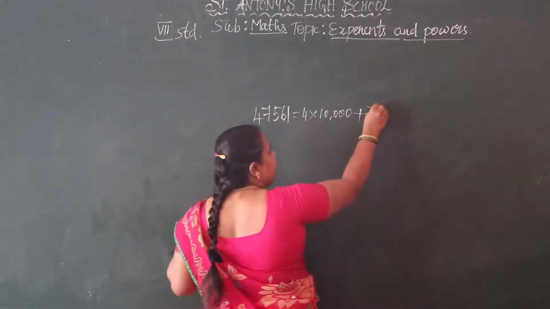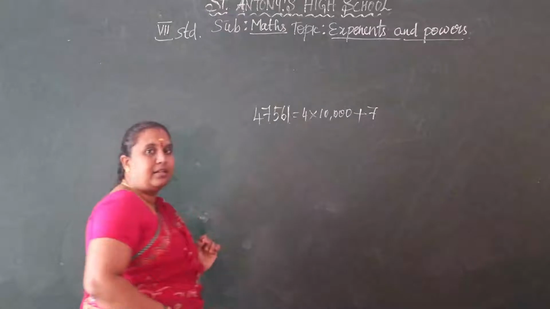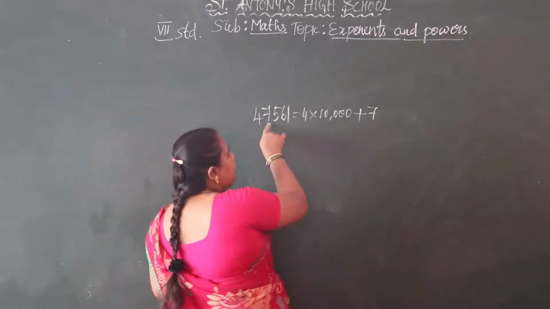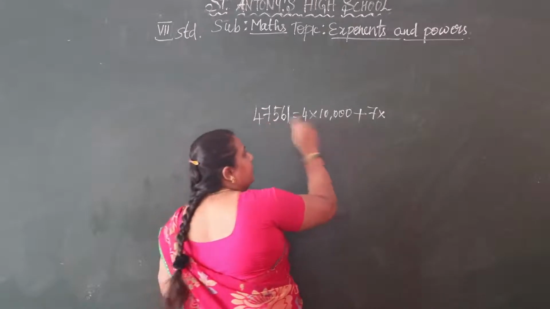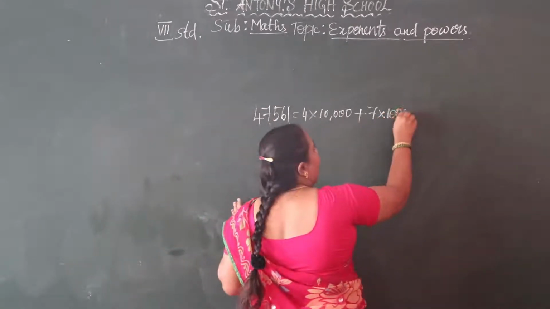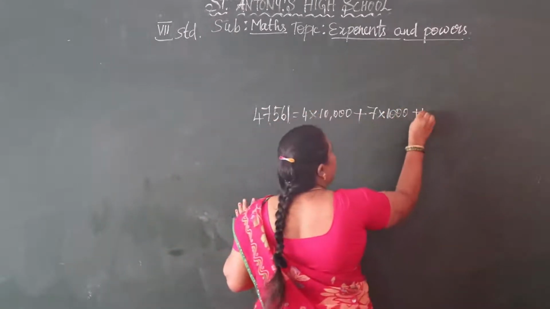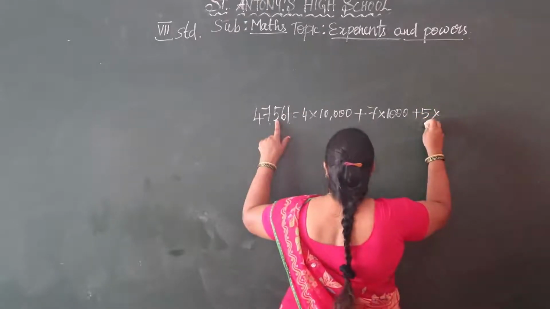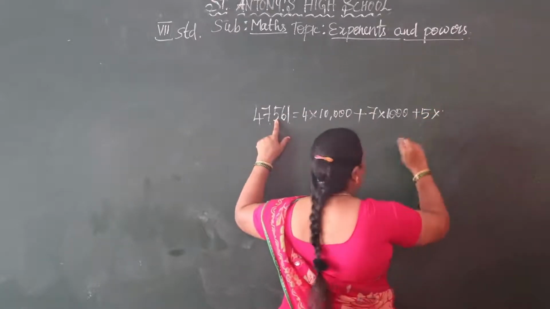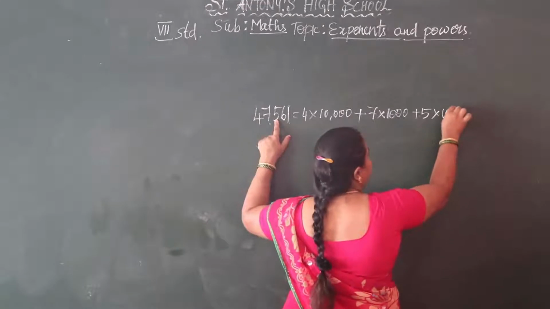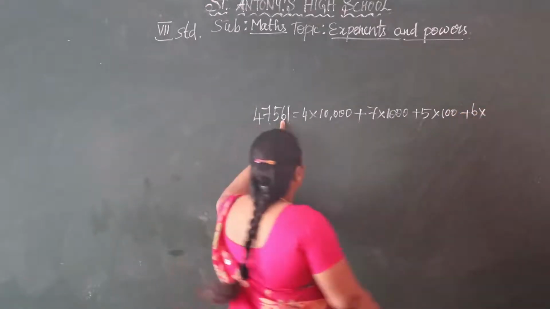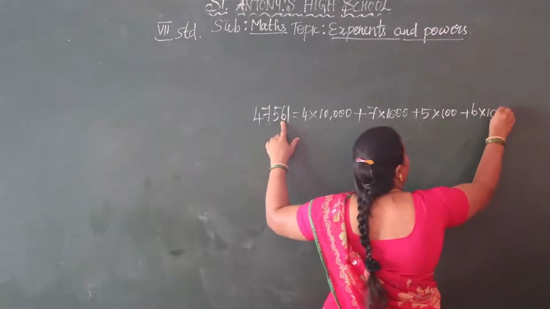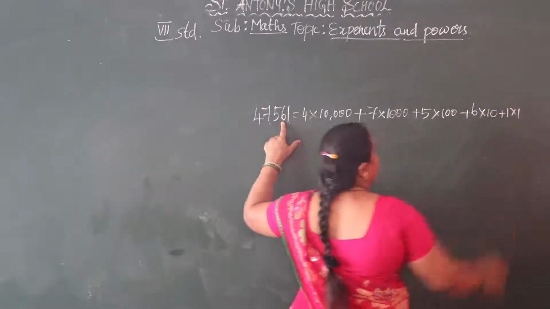plus 7. The next number is 7. What is the place value of 7? Ones, tens, hundreds, thousands. So 7 into 1000, plus the next number is 5. What is the place value of 5? 5 into 100, plus 6. What is the place value of 6? 10. Plus 1 into 1 in its place.